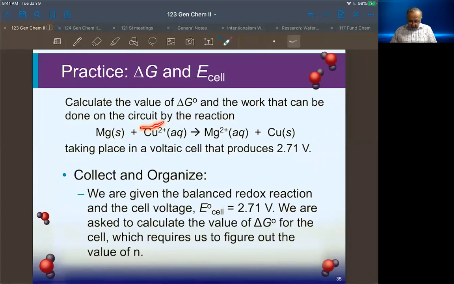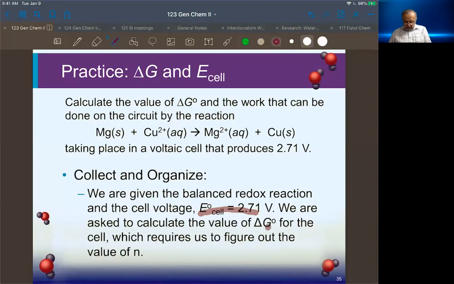So they're asking us to calculate the delta G and the work that can be done by this reaction. So this is a voltaic cell. That means it's producing electricity, and these are the voltage. So they have given us the voltage. So let me use a marker here. They have given us the voltage, and they're asking us to calculate delta G.